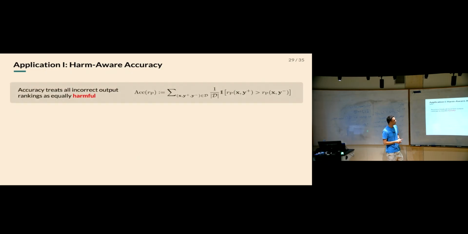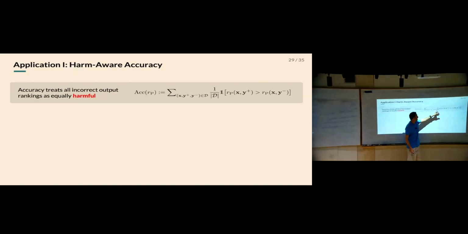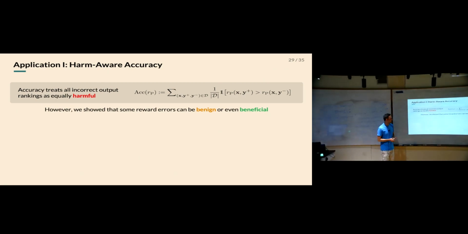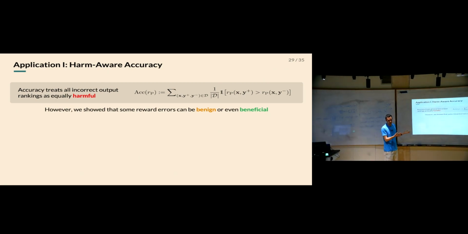Okay, recall that in the context of alignment of language models, accuracy is the measure that people usually use. And it treats all incorrect output rankings as equally harmful, right? We have some fixed data set, and any incorrect ranking matters the same. And as we saw, this is a bit naive, right?